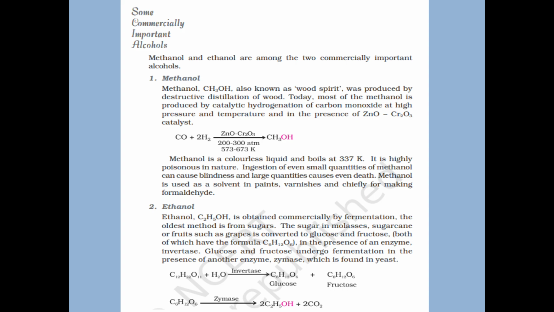Ethanol is obtained commercially by fermentation, the oldest method. If we take sucrose and add the invertase enzyme, it will be converted into glucose and fructose. Then if we add the zymase enzyme, zymase will convert the glucose or fructose into ethanol and CO2.